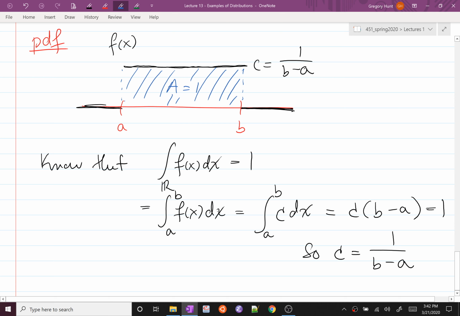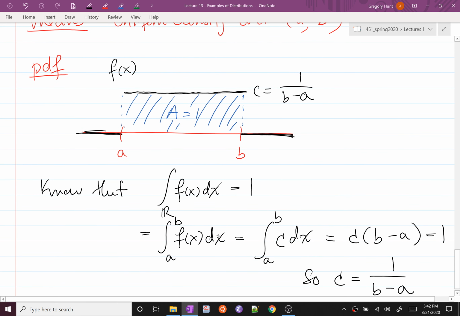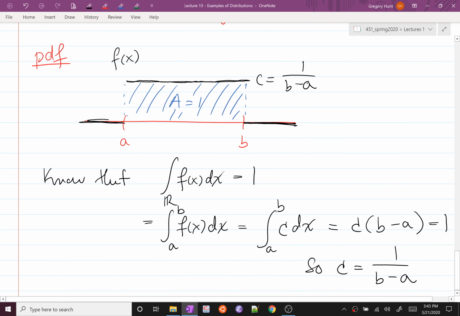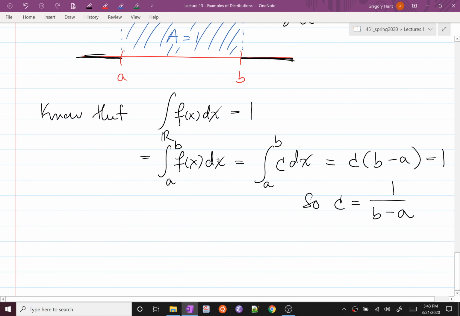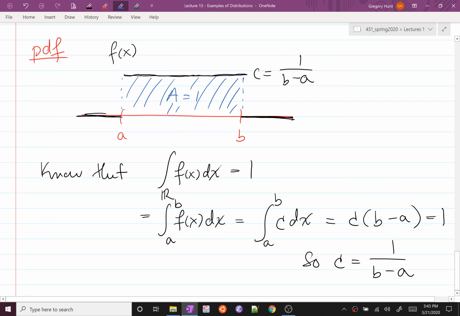It has length from a to b on one side. If that's 1, it has length b minus a on one side, so it has to have a height of 1 over b minus a, and that will give it to us. So that's the PDF. It's just 0 outside our interval and uniform density of 1 over b minus a in that interval.